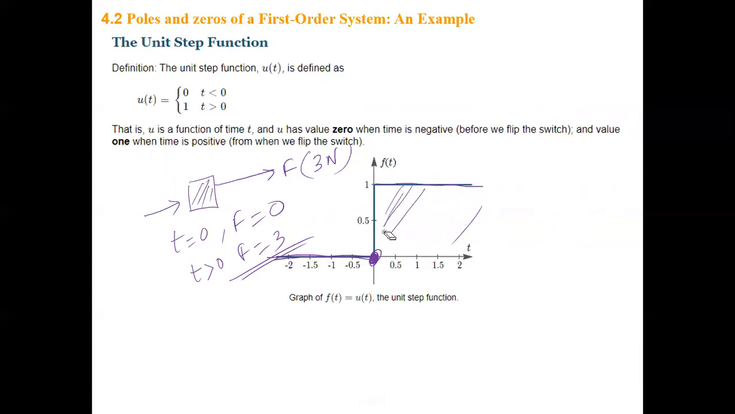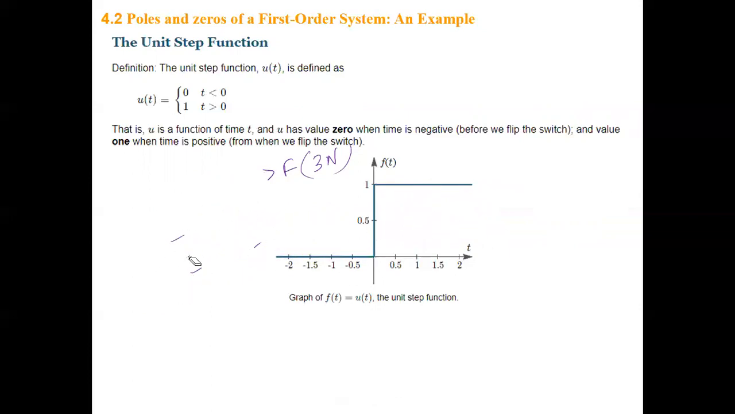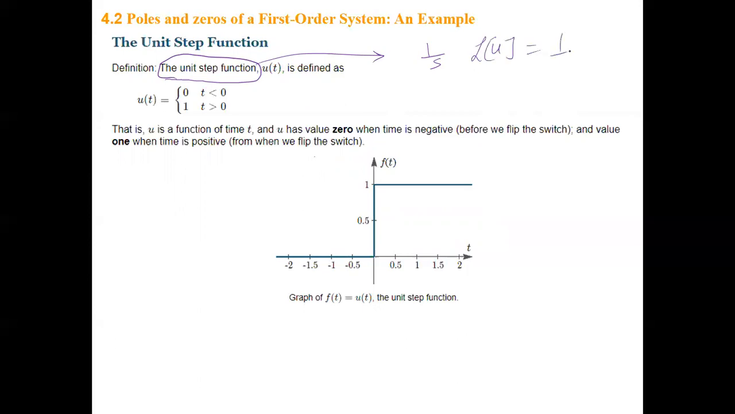This kind of response is called 1 over S. In the time domain, we call it the step function. In the S domain, we call it 1 over S. Remember, the Laplace transform of U is what? 1 over S. That's what it is.